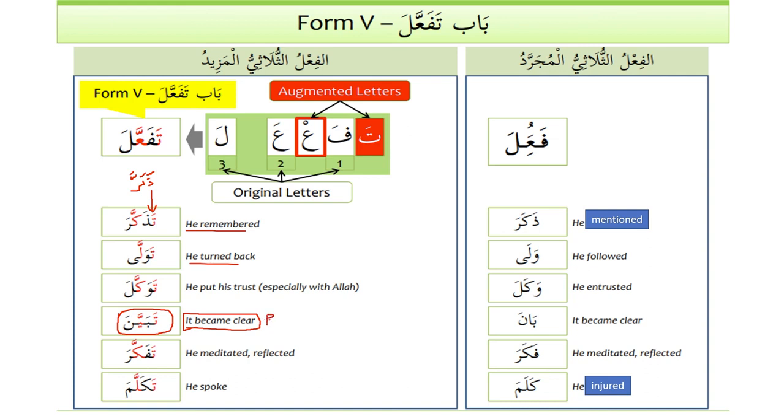So it gives the meaning of what? Passive. And we will learn from one form, there is a complete form which is infa'ala, which only gives the meaning of passive. So this is a small highlight over here, that sometimes it can give the meaning of passive as well. Similarly, fakara, he reflected, and tafakkara, he meditated, is also passive. He did something by himself. And kalama, we have learned in form number 2, he injured, and takallama, he spoke. That means to speak, or he spoke.